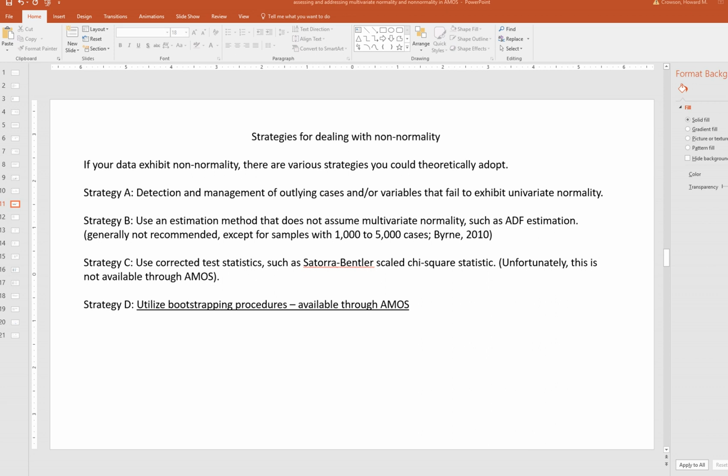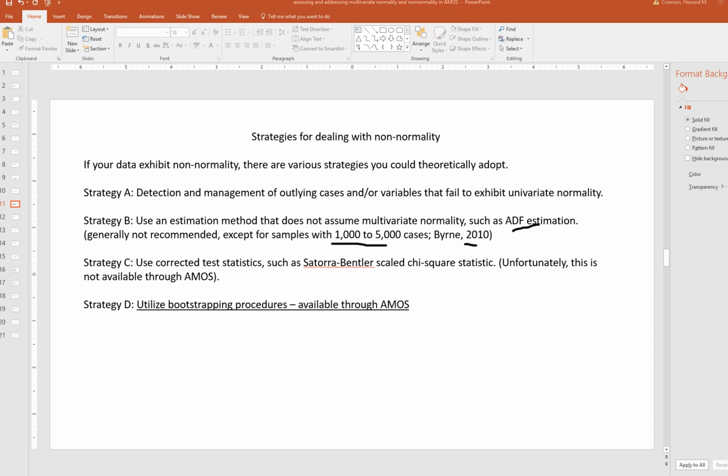Now, another option is to use an estimation method that does not assume multivariate normality. So we said that maximum likelihood estimation assumes multivariate normality. If that assumption can't be met, then you might try a different estimation approach. But the problem is that a lot of these other estimation approaches have some serious limitations. One recommendation by Byrne was the ADF estimation. And she states that it's not really recommended with cases less than 1,000. You're really shooting for a number of cases that fall at least at 1,000 and greater.